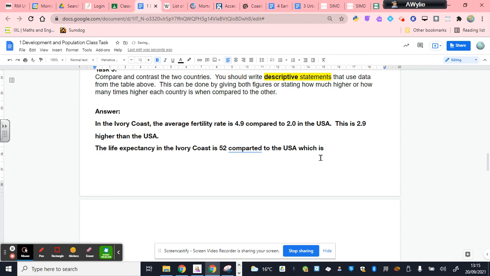Okay, so we are being asked to also contrast. So which is higher? Well, the USA is higher. People live longer in the United States. So you could say the USA is, and then we just have to do a quick little bit of sum. So 52 is how much lower, or 78 is how much higher than the other country. So if we were asked comparing these, it's 26 years different. So the USA is 26 years higher than the Ivory Coast. And we could say it the other way around. We could say the Ivory Coast is 26 years lower than the United States.